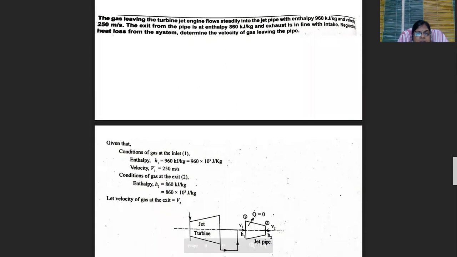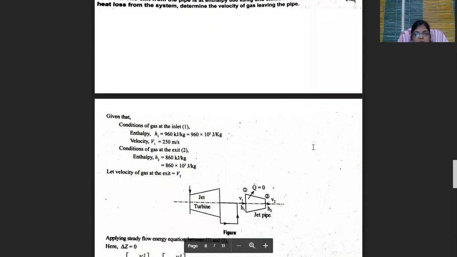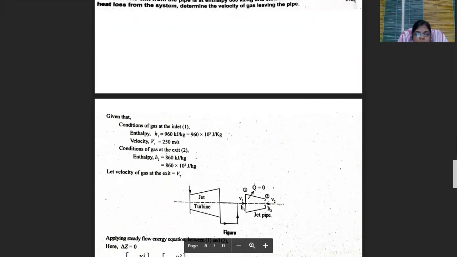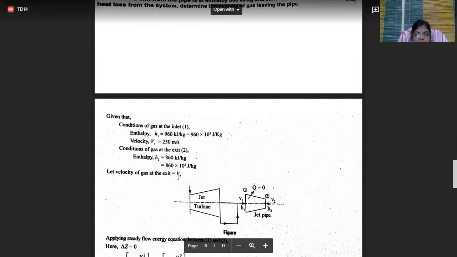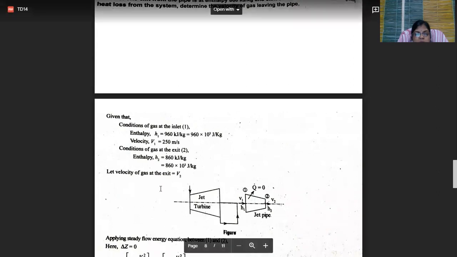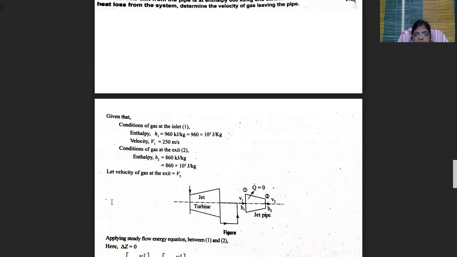So first of all, the conditions of the gas at inlet. This is a jet turbine, this is the jet pipe. So what are the conditions for gas inlet? h1 is equal to 960 kilojoule per kg, so kilo is nothing but 10 cube, into joule per kg. Velocity is 250 meter per second. Now the condition at outlet: h2 is 860 kilojoule per kg, so 860 into 10 cube joule per kg. So he asked us to find the velocity of gas at the exit.